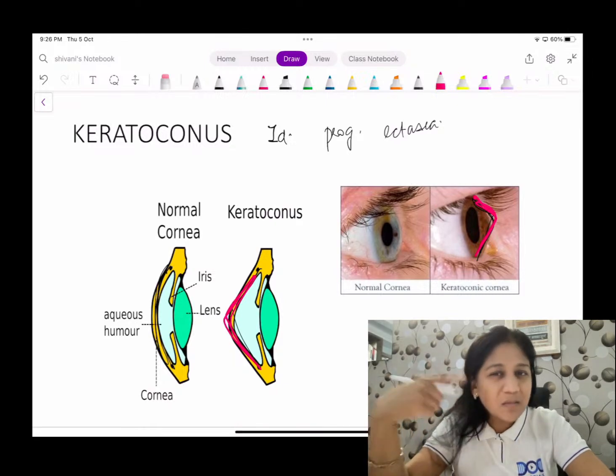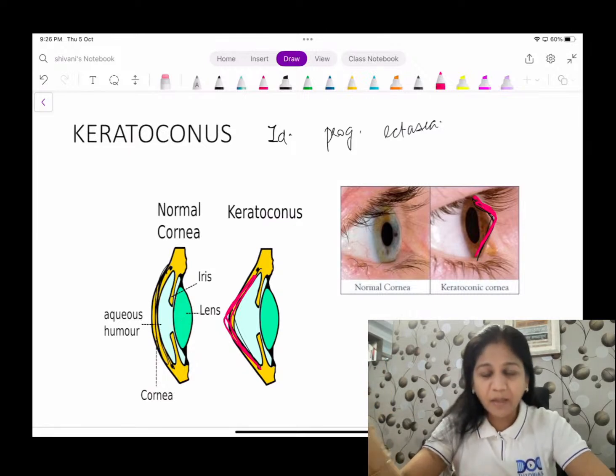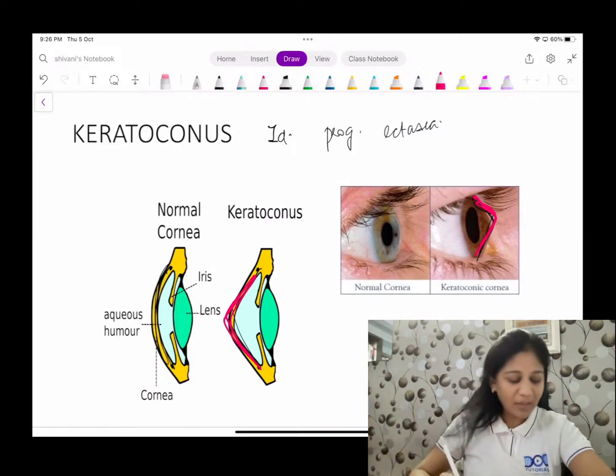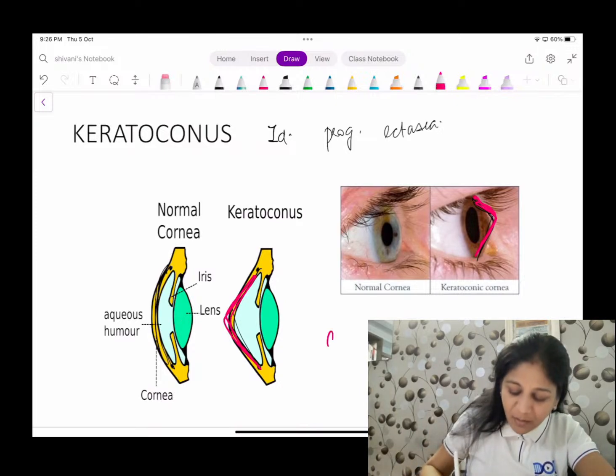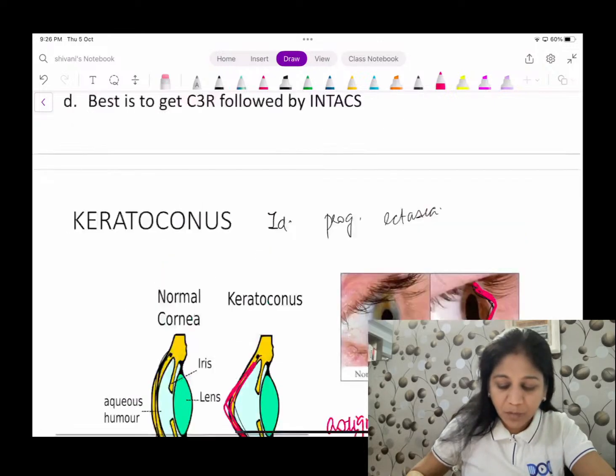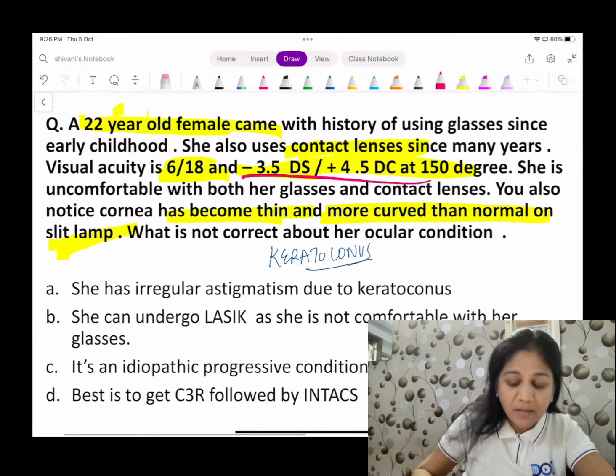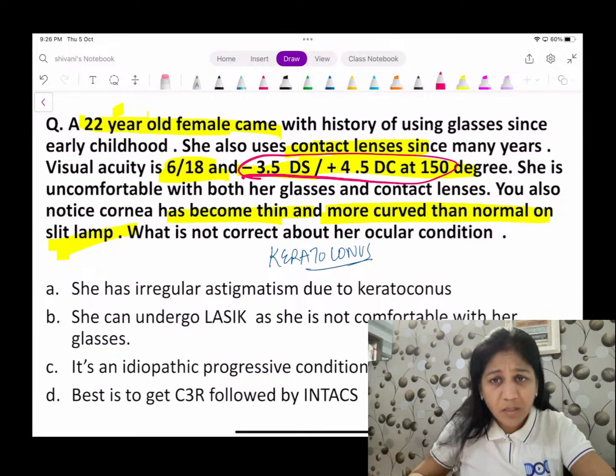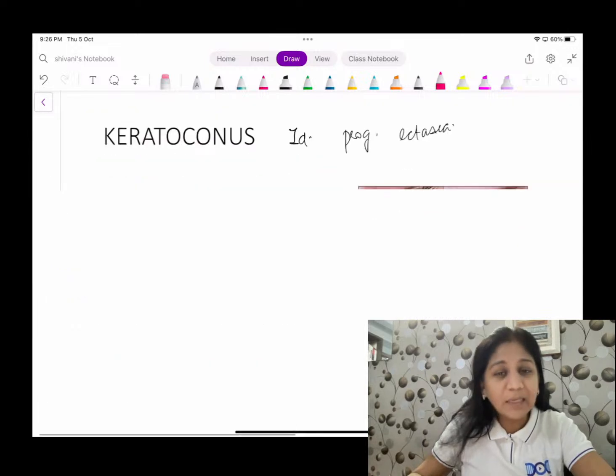Now, what do you expect will happen to the refractive error? What type of refractive error do you expect if the cornea is changing curvature? So I expect an astigmatism, isn't it? So that is what we get in our prescription. This is a case of astigmatism. Yes, everyone, vision is not improved. So let us now talk about it more.